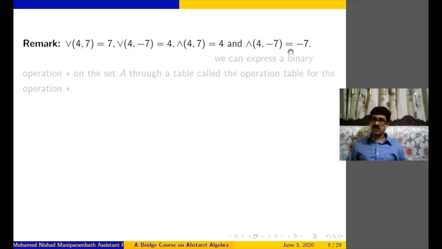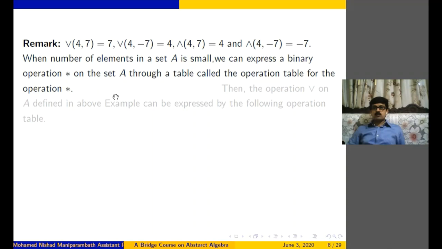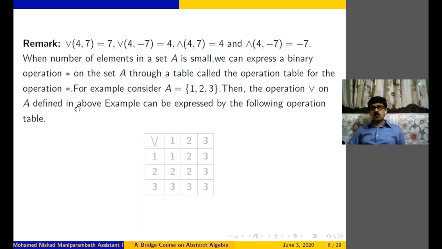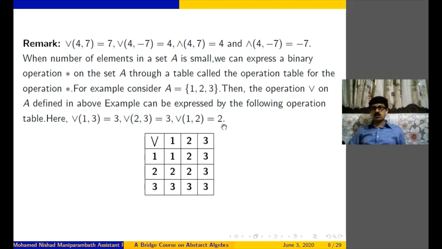When the number of elements of a set is small, we can express a binary operation star on the set A through a table called the operation table of operation star. For example, we consider a set A equal to {1, 2, 3}. Then the operation join on A, defined in the above example, can be expressed by the following operation table. We have a set containing only three elements, 1, 2 and 3. Join of 1 and 3 is the maximum of 1 and 3, which is 3. Join of 2 and 3 is 3. Join of 1 and 2 is 2. That is why the operation table will come like this.